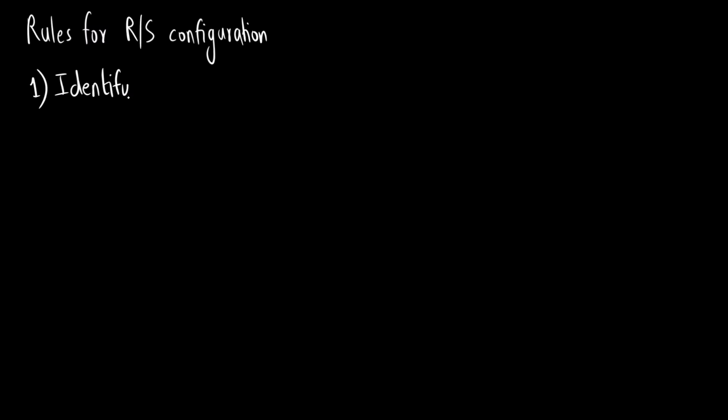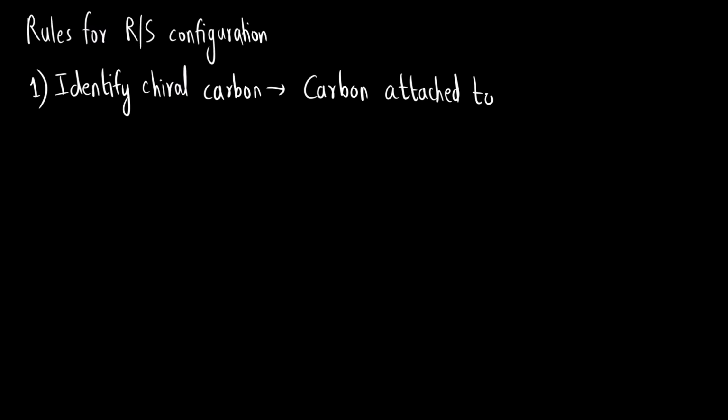So let us first write down what the rules are. Rules for assigning RS configuration. What is the first important rule? The first rule is to identify the chiral carbon or chiral center. What is a chiral carbon? A chiral carbon is a carbon attached to 4 different groups. You can write along with me, then we will understand all the rules with the help of examples. Attached to 4 different groups.